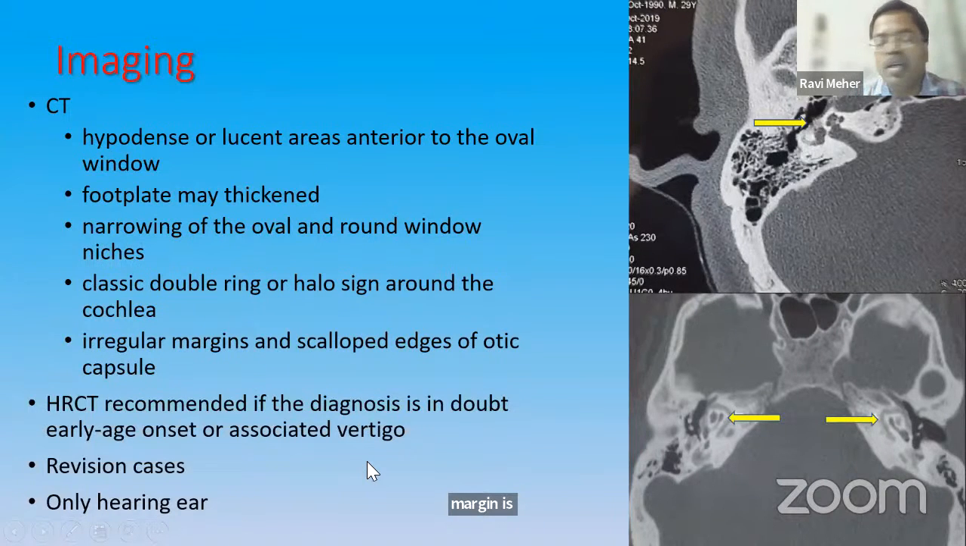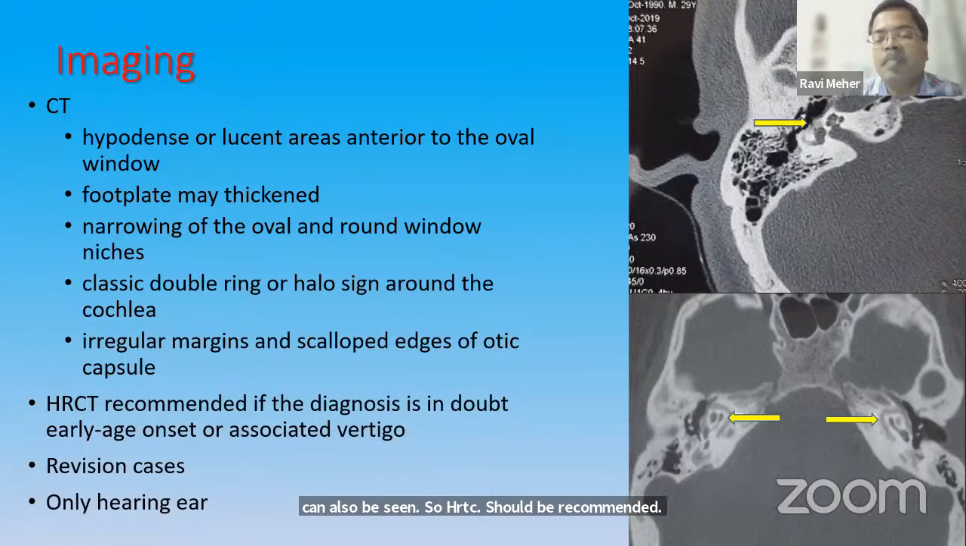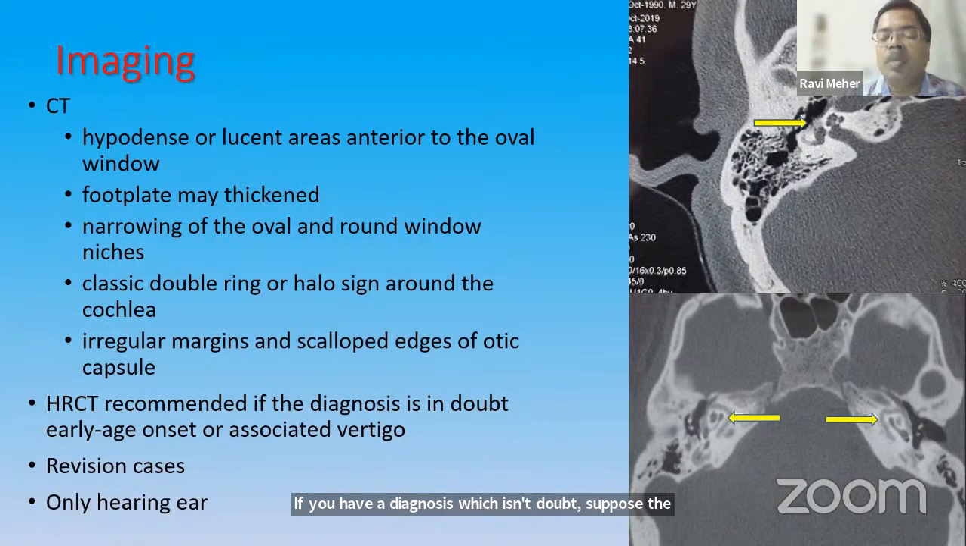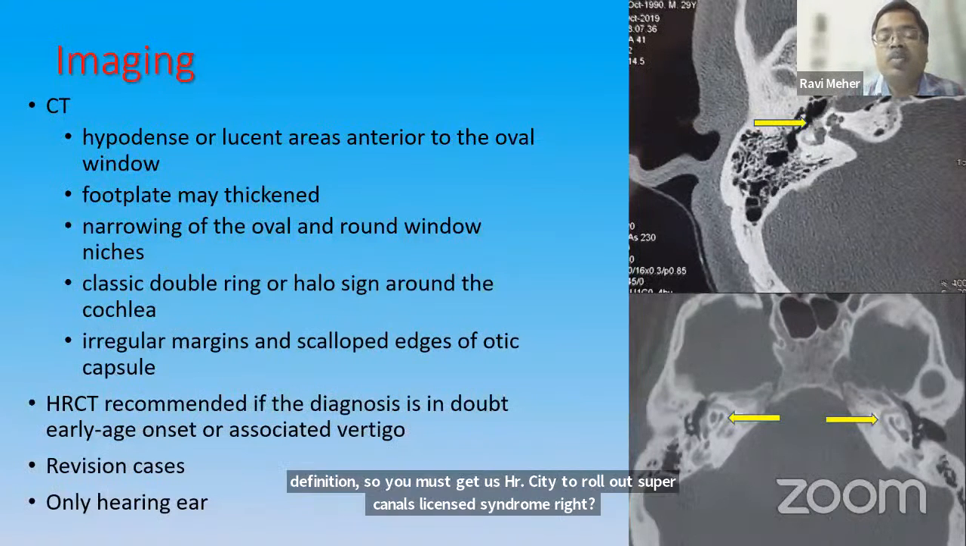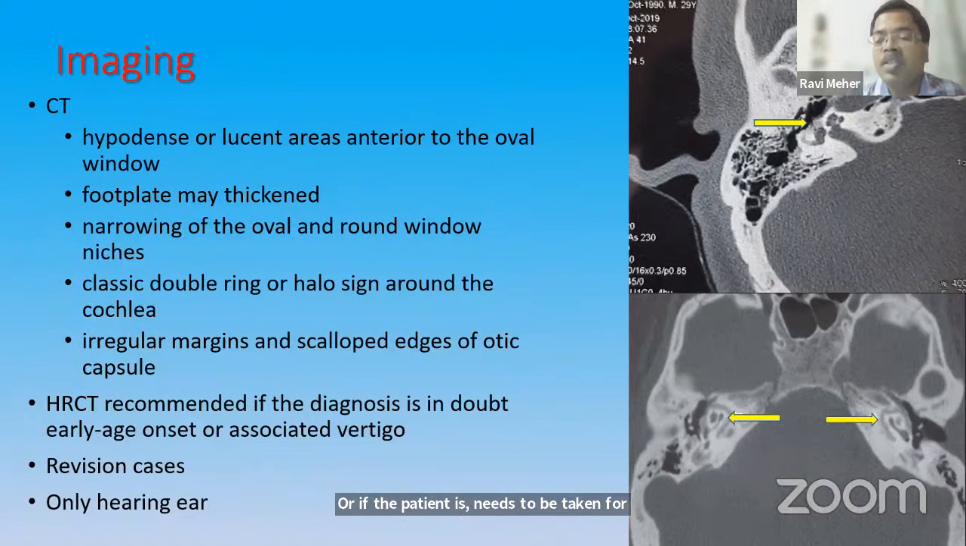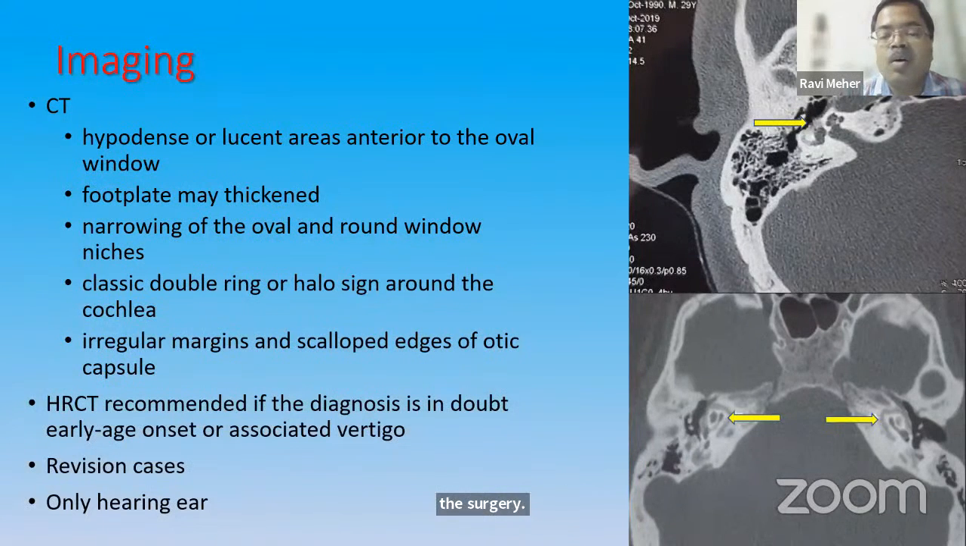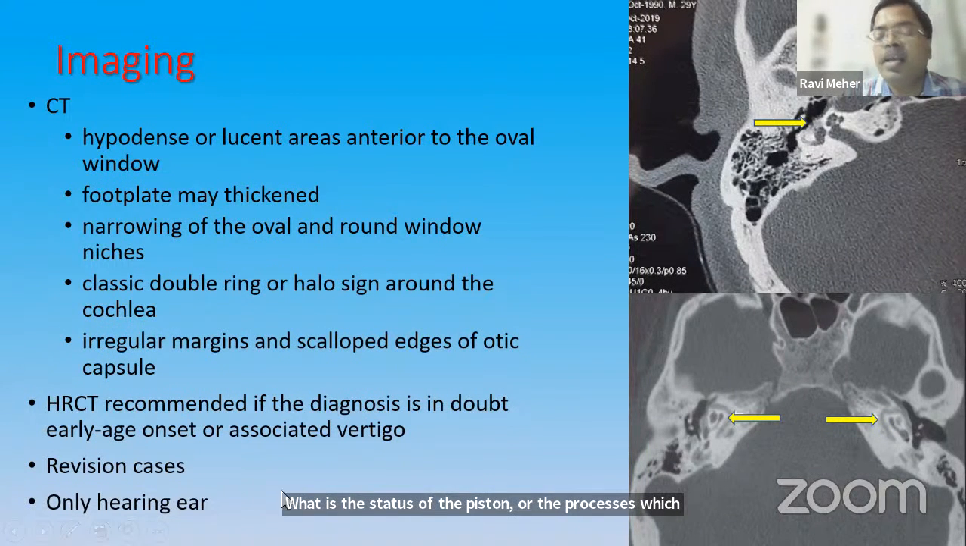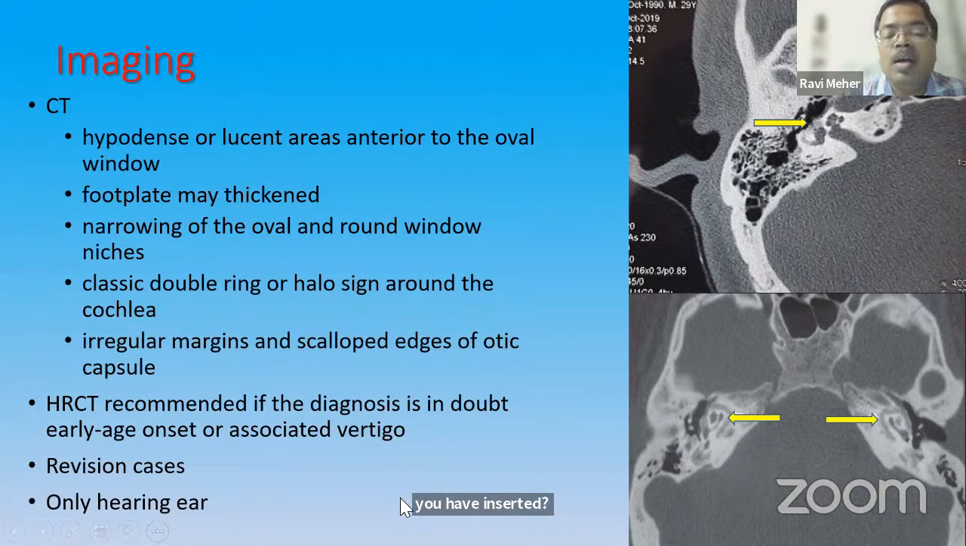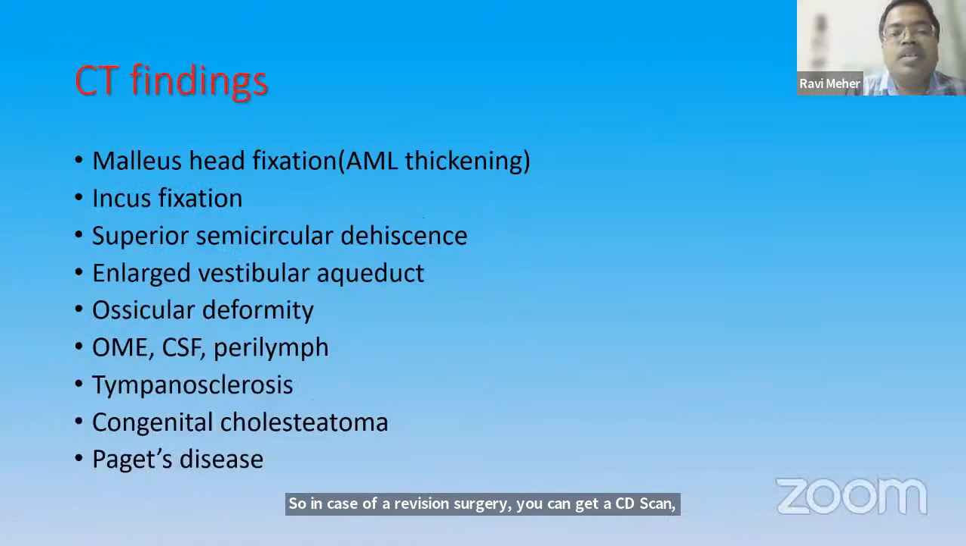So HRCT should be recommended if you have a diagnosis which is in doubt. Suppose the reflexes are present and there's a conductive deafness, so you must get an HRCT to rule out superior canal dehiscence syndrome, right? Or if the patient needs to be taken for revision surgery, we don't know what has happened in the previous surgery. What is the status of the piston or the prosthesis which you have inserted? So in cases of revision surgery, you can get a CT scan, and also in only hearing ear, we must get a CT scan. So there are other advantages also.